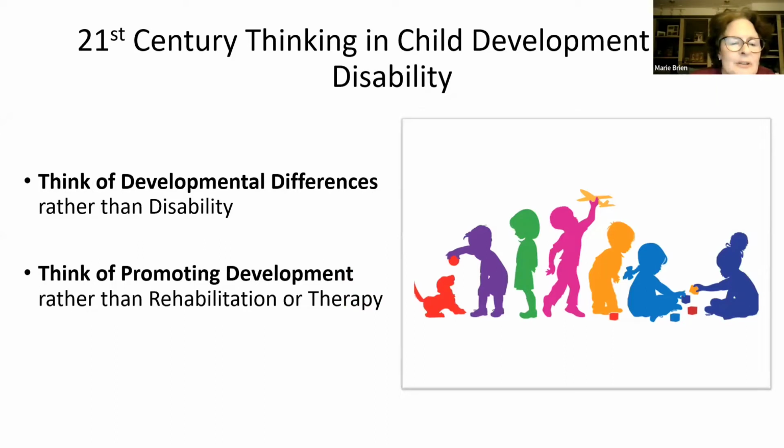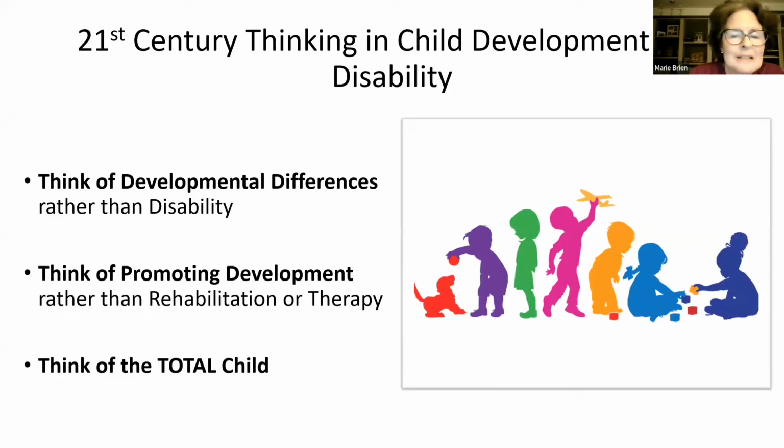We want to think in terms of promoting development rather than thinking of rehab or therapy. A child who has not yet acquired certain skills doesn't need to be in rehab necessarily. The child has not lost function. It is not like an adult who had a stroke. So we want to keep putting together those building blocks to promote development rather than thinking of it as being rehab. And we want to think of the total child, the child as a whole.